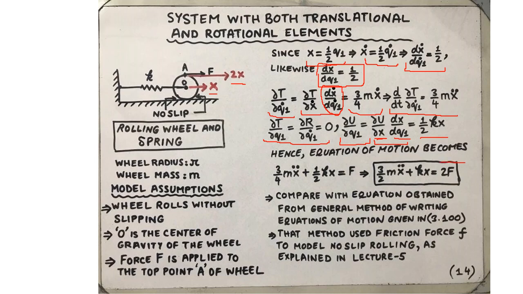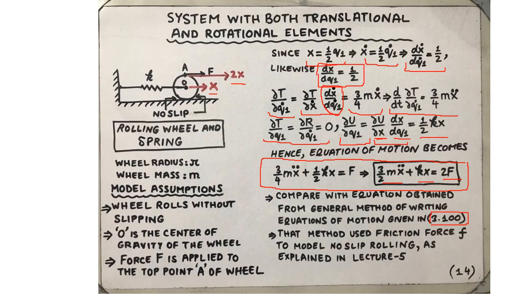Putting the expressions of the partial derivatives of the energy together gives us the final equation of motion, that is 2 times F equals 3 over 2 times the mass of the wheel times x double dot plus k times x. And this is the exact same result as given for the rolling wheel and the spring problem in the textbook in equation 3.100.